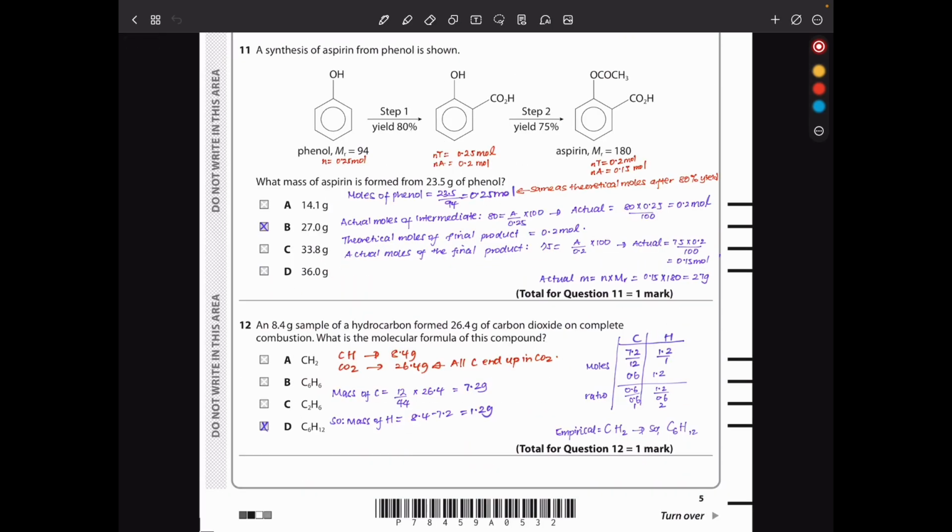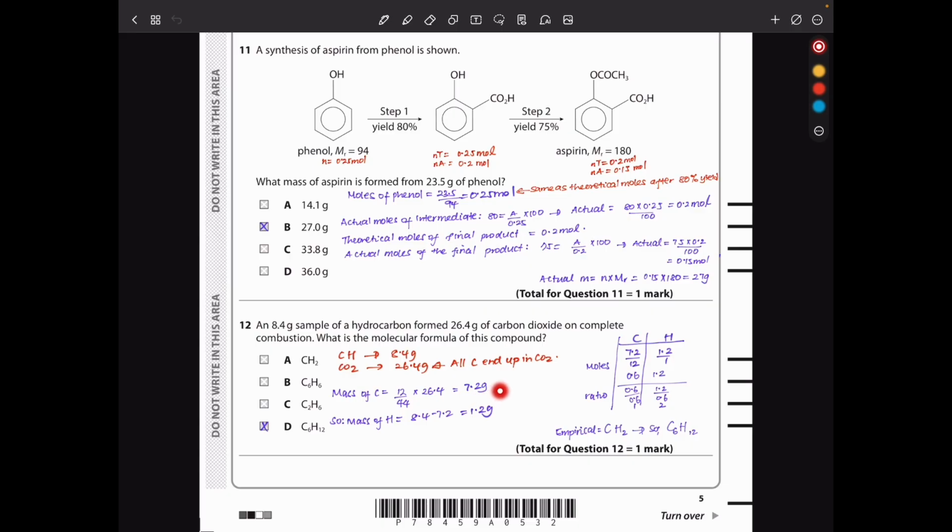In question 12, an 8.4 gram sample of a hydrocarbon forms 26.4 grams of carbon dioxide on complete combustion. What is the molecular formula of this compound? So they've told us the mass is 8.4 grams of the hydrocarbon, and then the CO2 formed is that. I can use this to find the mass of carbon. Since carbon dioxide has CO2, the composition from carbon is 12 over 44 times the mass given here.